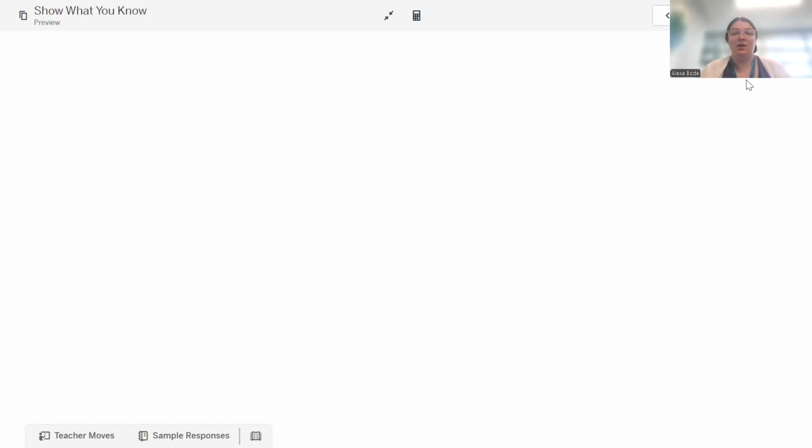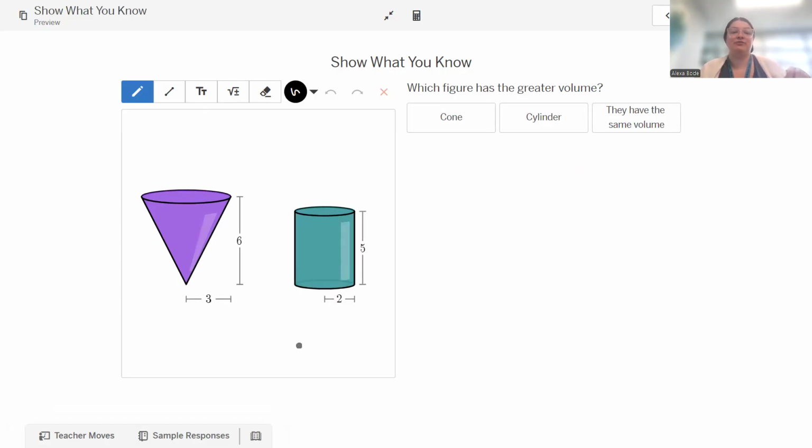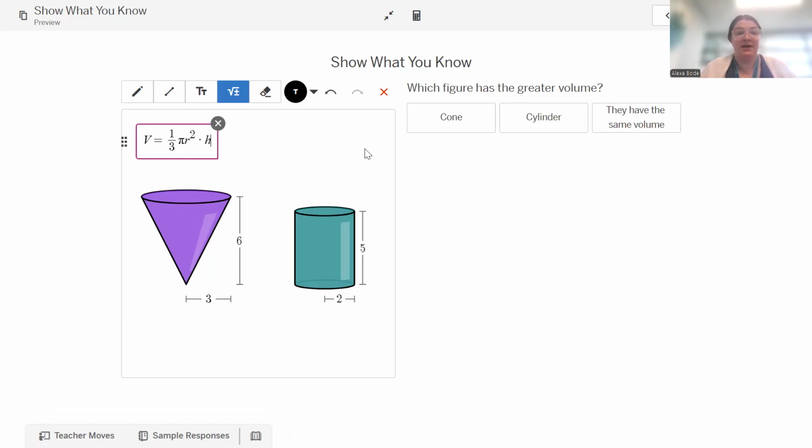Okay. Question 11, which figure has a greater volume? So notice now, don't just automatically assume it's the cylinder because of what we did in the beginning of this Desmos, because they do not have the same radius and the same height. So you're going to have to solve for them both separately. So again, our cone is V equals 1/3 pi radius squared times the height, where our cylinder is V equals pi radius squared times the height, without doing that one. We need to fill in this information.